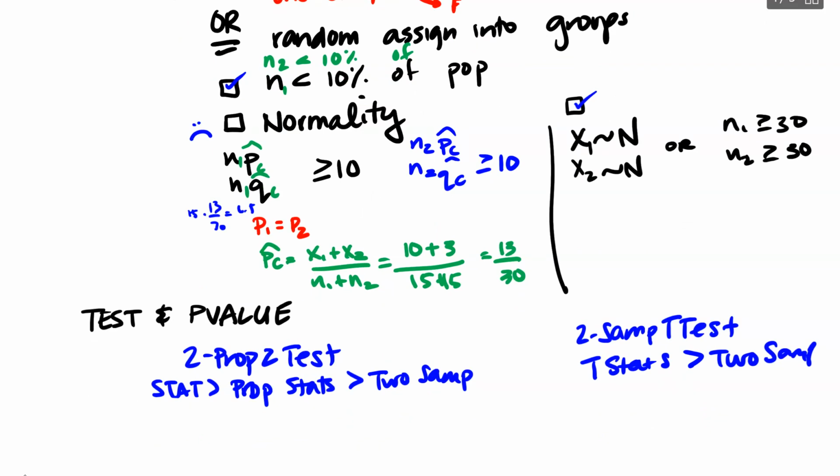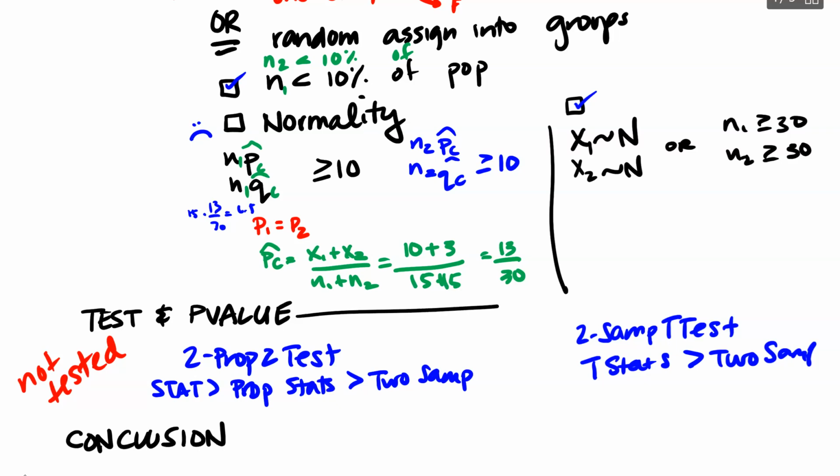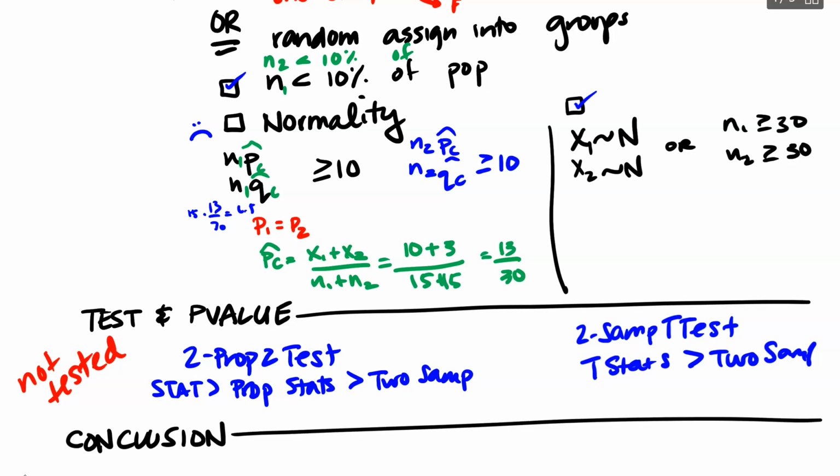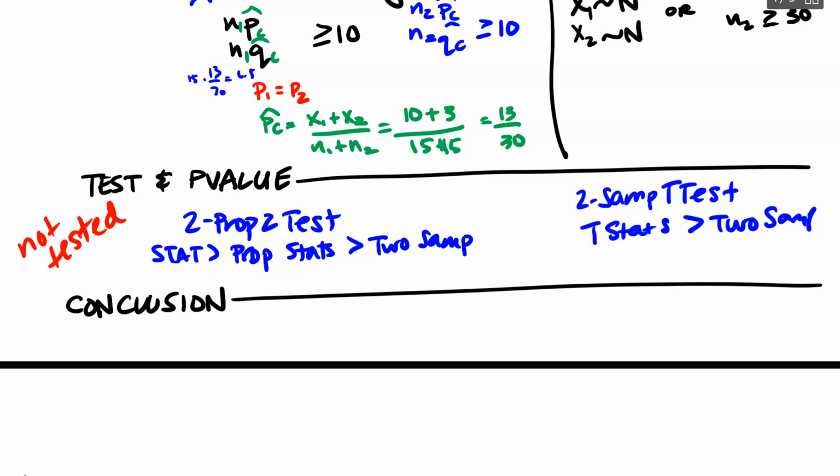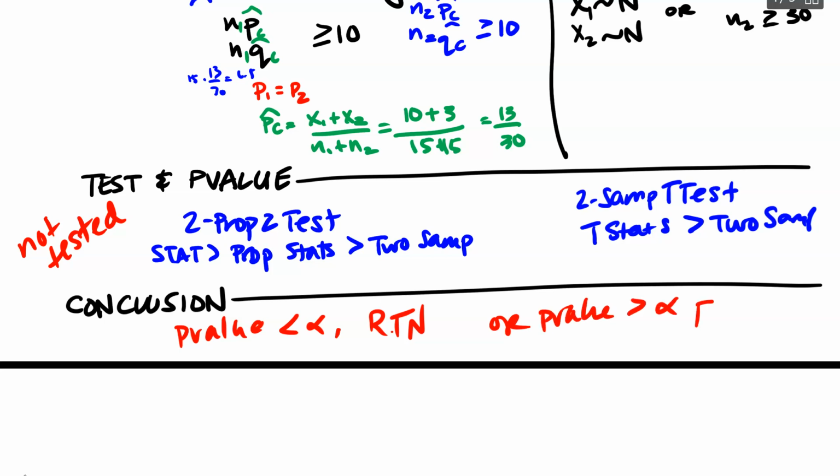And so that's not something I ever test. If you want to put on this like not tested, you might have to do it in your project or in one of these optional knowledge checks, but I'm not going to ask you to do that. What I'm going to ask you to do potentially is to make a conclusion given a test statistic and a p-value. And our conclusions still follow the exact same thing we saw before. Our conclusions are still about p-value less than alpha, reject the null, or p-value greater than alpha, fail to reject the null.